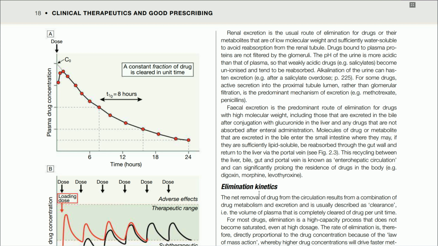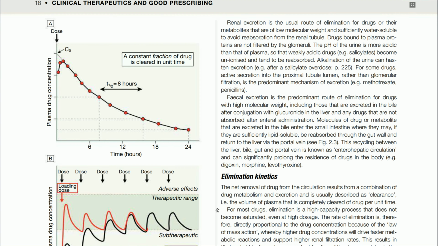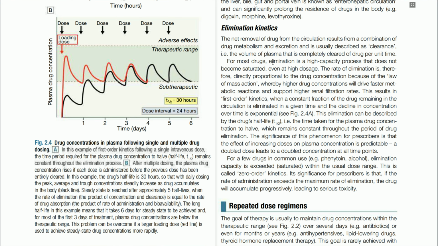Elimination kinetics. The net removal of drug from the circulation results from a combination of drug metabolism and excretion and is usually described as clearance. Example: the volume of plasma that is completely cleared of drug per unit time. For most drugs, elimination is a high capacity process that does not become saturated even at high doses. The rate of elimination is therefore directly proportional to the drug concentration because of the law of mass action, whereby higher drug concentrations will drive faster metabolic reactions and support higher renal filtration rates.